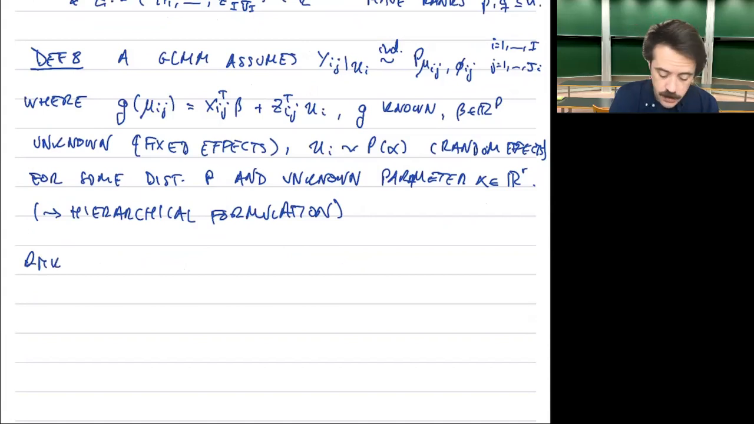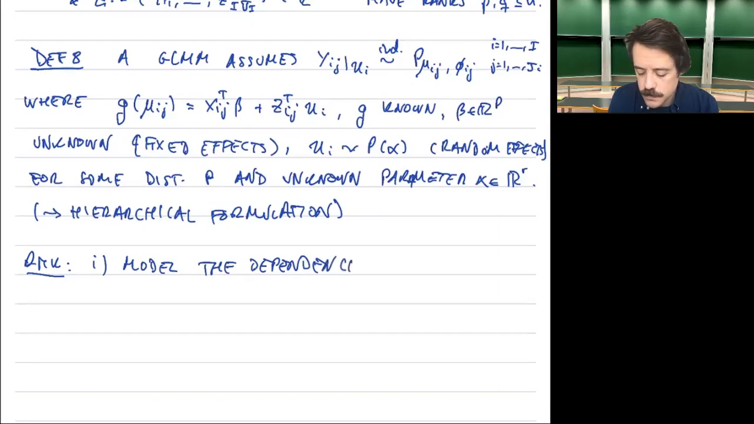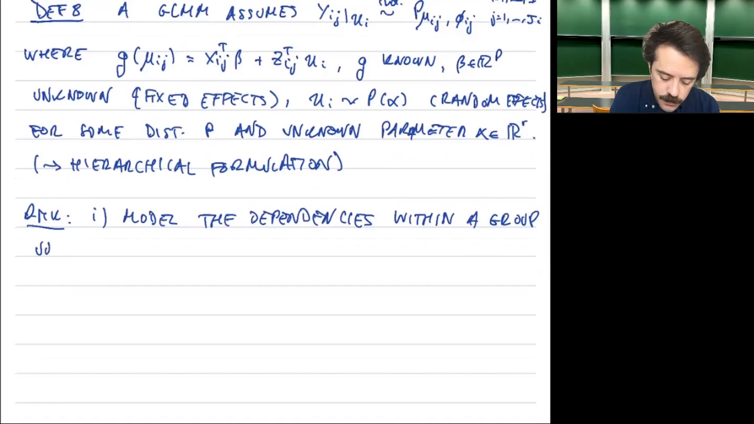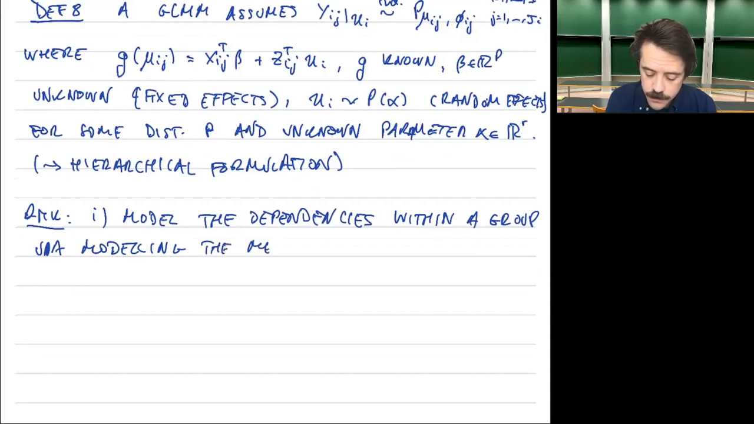Okay, so remarks. The first remark is a bit what I was saying last time. We model the dependencies within a group, and we do so via modeling the means, by modeling the means as realizations of this random variable.